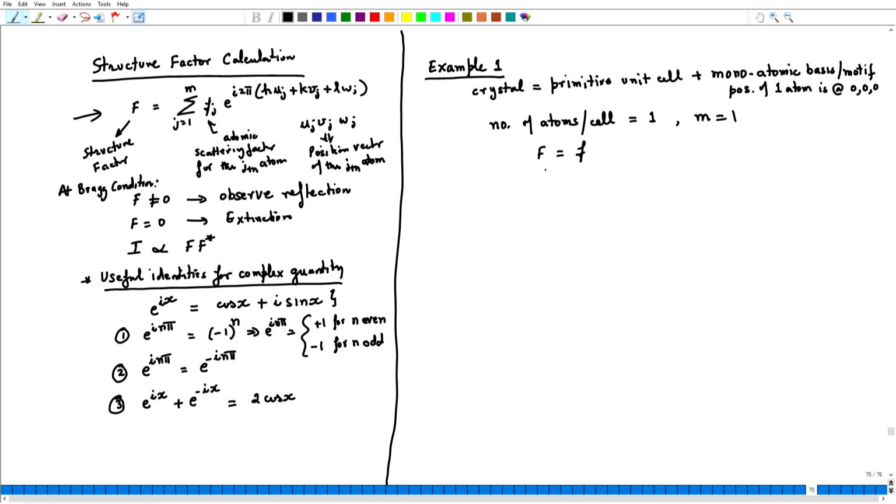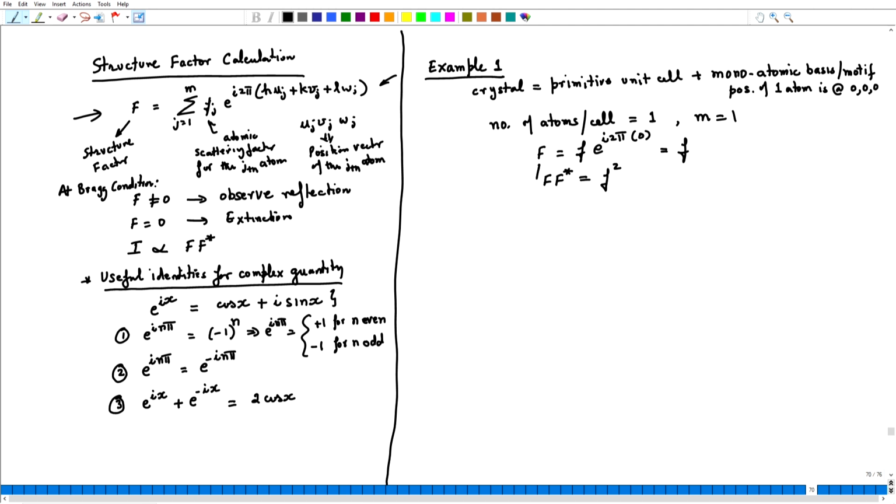So, let us say this atom has an atomic scattering factor f, f times e to power i 2 pi, and then out here you put in 0 0 0. So, therefore, e to power i 2 pi times 0 means this exponential term is unity, and hence the structure factor in this case is simply equal to the atomic scattering factor. And if I have to look at the intensity, then intensity is proportional to f f star, and therefore, this would simply be f square.